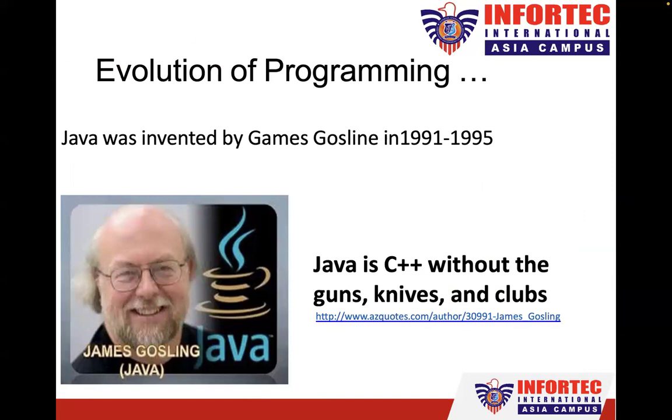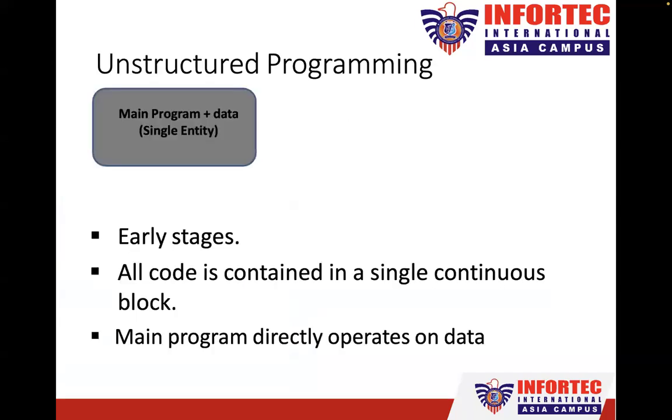So maybe this question is there in your final exam paper. Who is the father of Java? So the father of Java is James Gosling. So James Gosling is the person who introduced Java to the world. And then we have discussed the basic two types of computer programming, unstructured programming and structured programming.